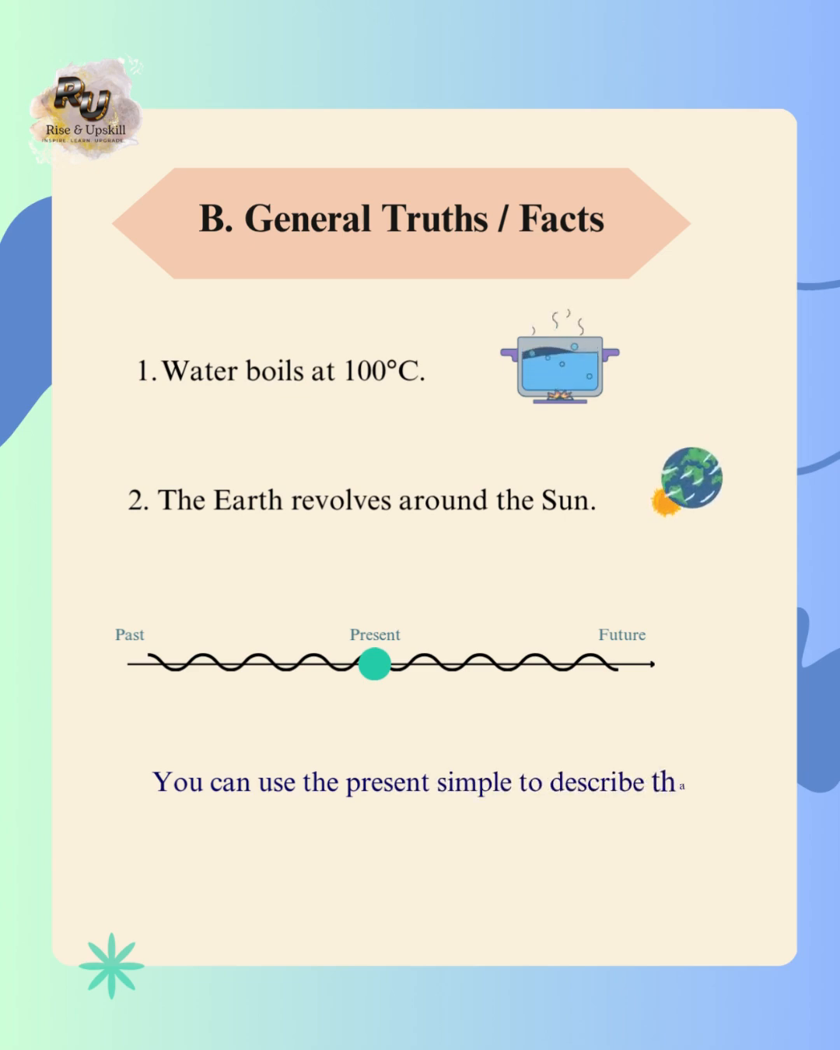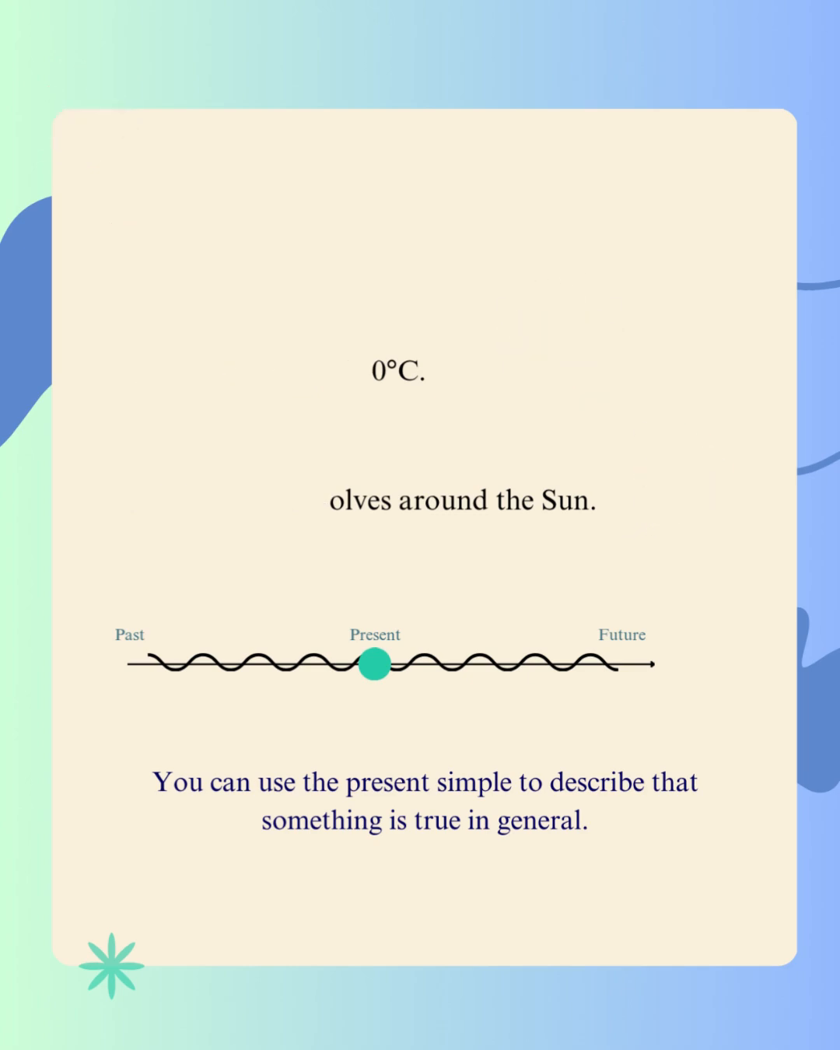Pay attention to some examples of general truths or facts. 1. Water boils at 100 degrees Celsius. 2. The Earth revolves around the Sun. We can use the present simple to describe that something is true in general. The curved line on the timeline shows the situations that are always true and don't change over time.